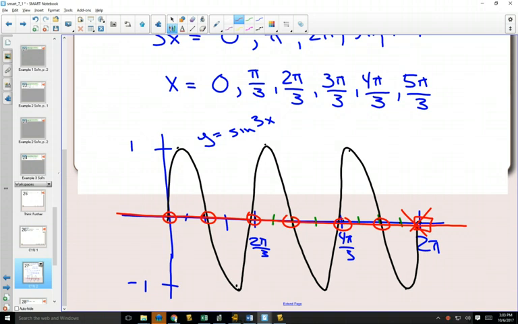Yes? If they wanted you to graph it exactly, and they said between 0 and 2 pi, yes, you'd have a closed circle there and an open circle here to say that that point wasn't included. So technically, that's how you could graph included points and not included points. Yes?